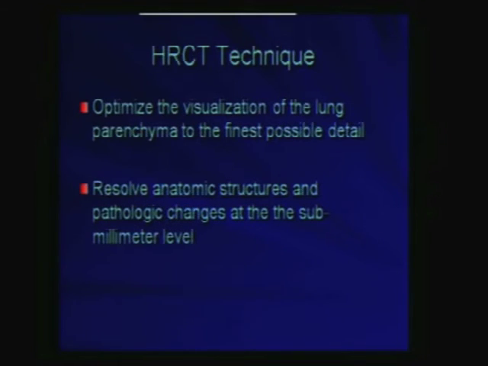You need to realize that all CTs now give you high-resolution images, everything from a 4-slicer all the way to 228 slices, depending on how you choose to display your images. But the goal is to optimize the visualization of the lung parenchyma to the finest possible detail. Obviously, with cross-sectional imaging, you can further analyze the content of the lung parenchyma. That allows us to resolve anatomic structures and pathological changes at the sub-millimeter level. And I think that's really helpful, especially if you're looking for early or minimal disease.